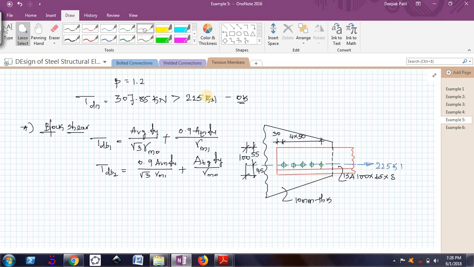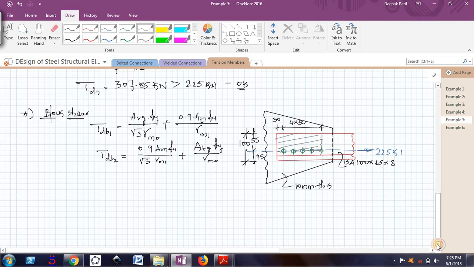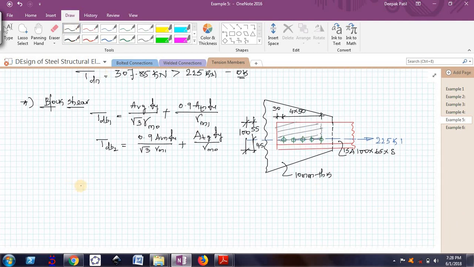Okay, so I will mark the block shear. The shear plane will always be parallel to the applied load, accompanied by a tensile plane. So this will be the block of material which will come out. We have already seen this in the previous videos.